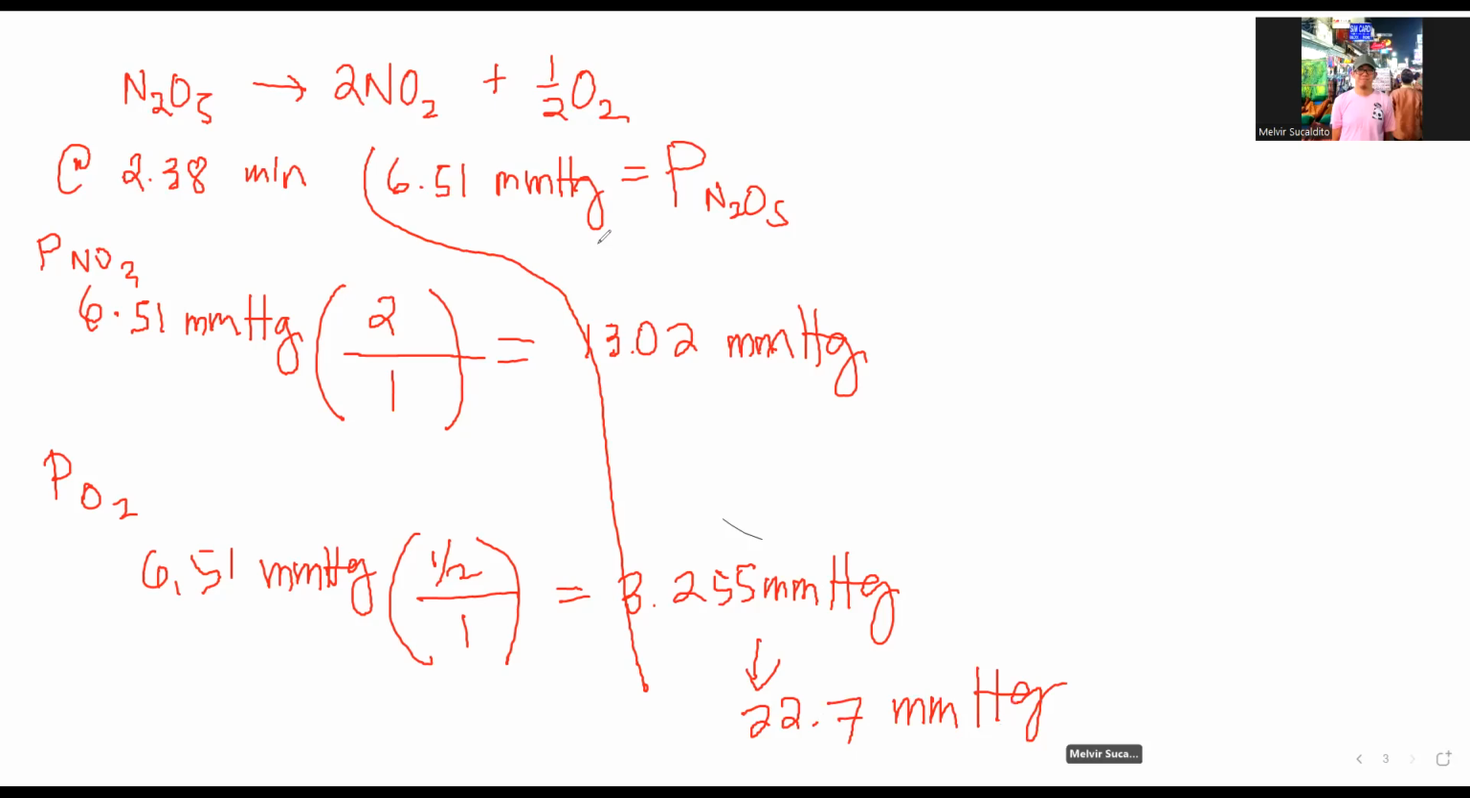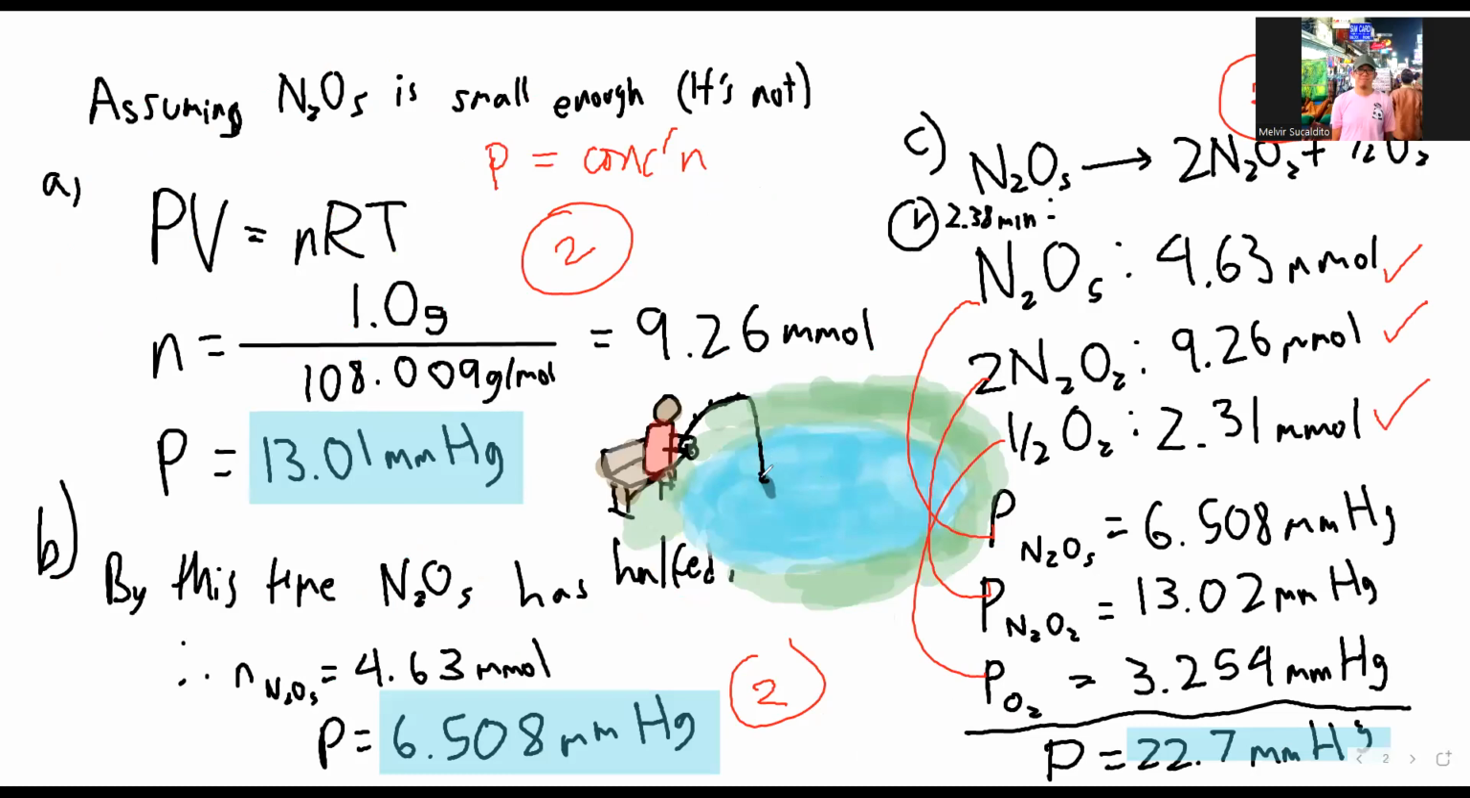O, di ba? Shortcut talaga siya. Tingnan mo yung sagot mo. Hindi mo na kailangan dumaan sa PV = nRT. Tama ba ako? Ayun, 22.7 millimeter mercury. Alam mo kung ano yung basis natin dito, Josh? Nakalimutan mo yung concept ng partial pressure. Dalton's law of partial pressure. According to Dalton's law of partial pressure, whatever pressure you'll have dun sa mga gases mo, equivalent din yan sa mga moles nila. So, no need to do the PV = nRT.